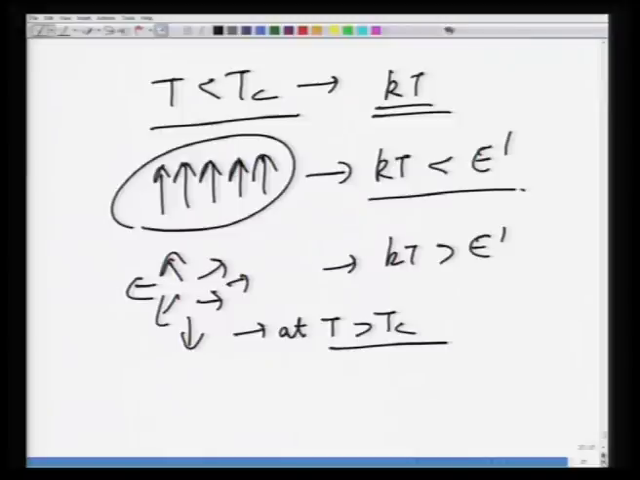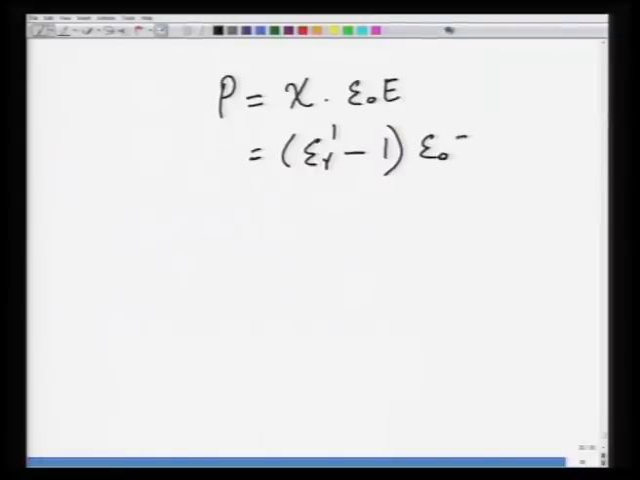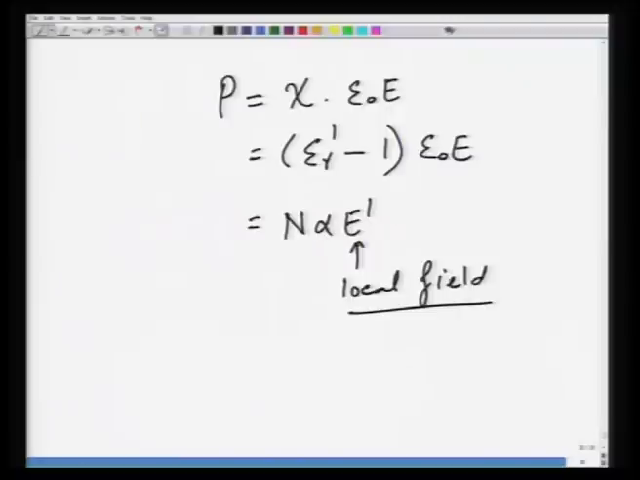Now, looking back at what we did in module 4, we discussed polarization. What was polarization equal to? Polarization was equal to chi epsilon naught E, and what was chi? Chi was epsilon r prime minus 1. Now, this is the macroscopic term, because we have taken the macroscopic field here. What it means microscopically is n alpha E prime, and this E prime is the local field, because here we are looking at microscopic quantities, since alpha is polarizability, which is a microscopic property. The local field E prime, as we discussed in module 4, has a magnitude equal to E plus P divided by 3 epsilon naught.